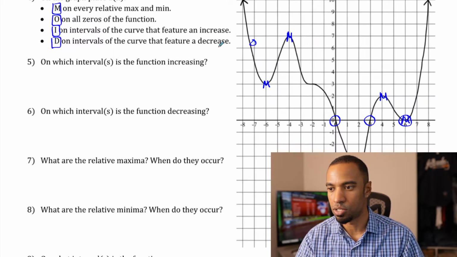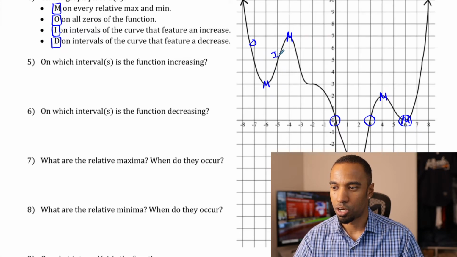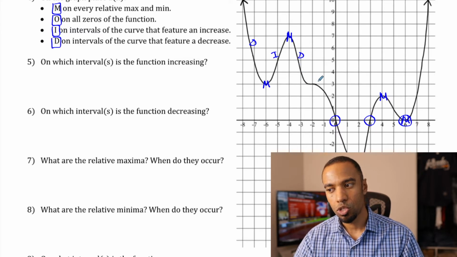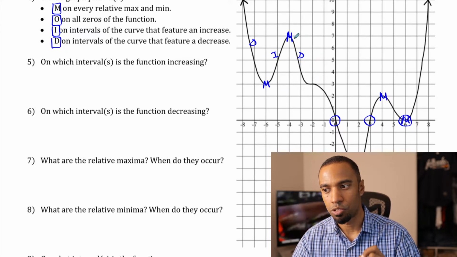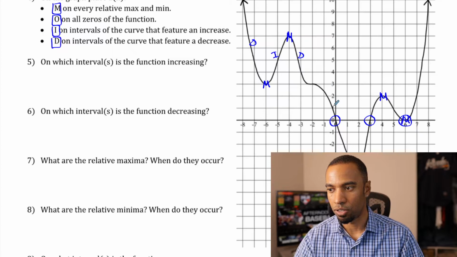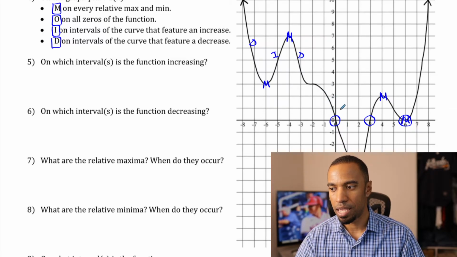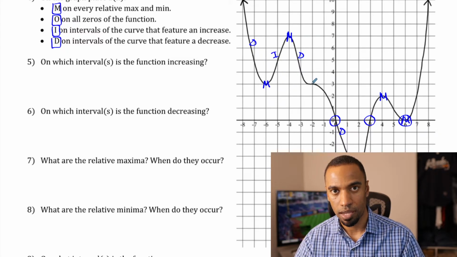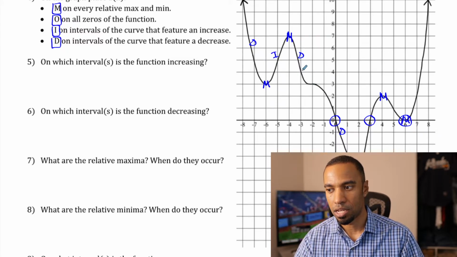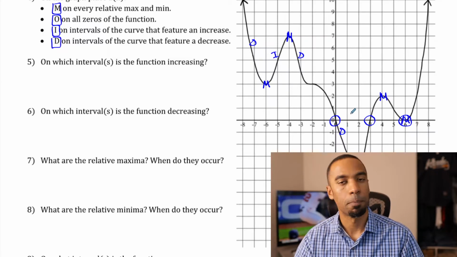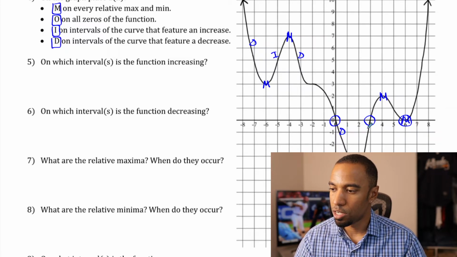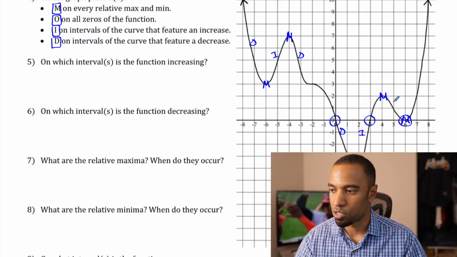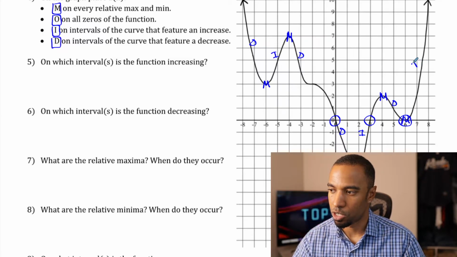Oh, sorry, D's are on decreases. A D right there. It's increasing here, so I'll put an I on the curve right there. Decreasing again right here. Now, it doesn't increase right here, but remember, this is where it flattens out. So you don't want to just put a D right here and leave it be. You want to put a D here as well because it decreased, stopped, and decreased again. There's another increase right here, another decrease right here, and another increase right here.